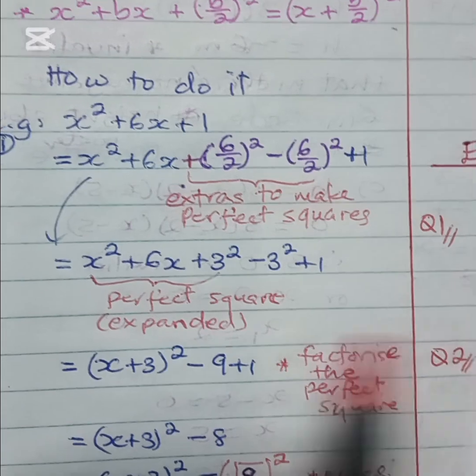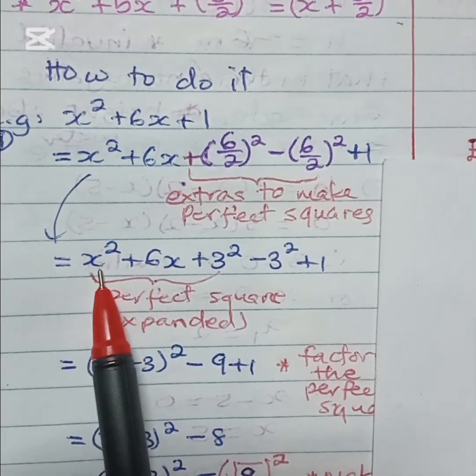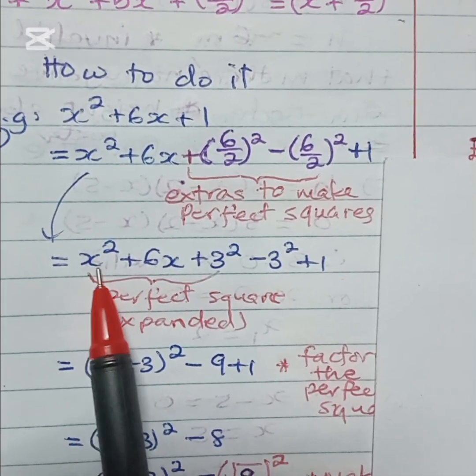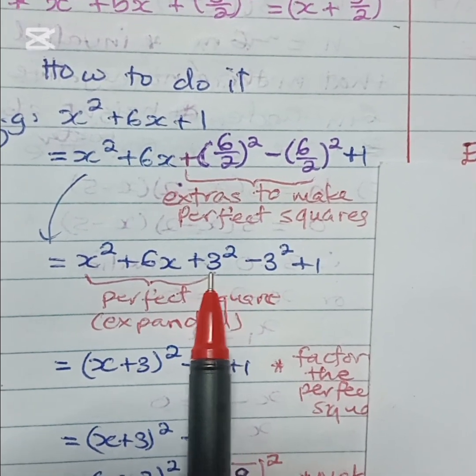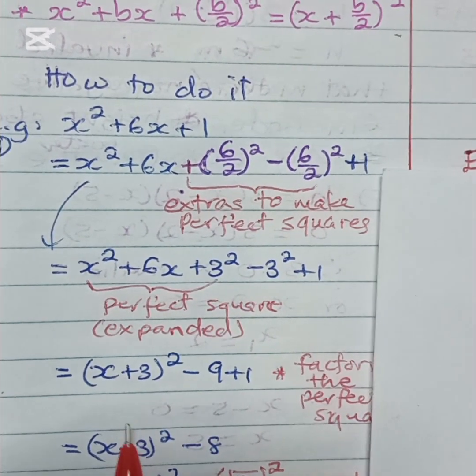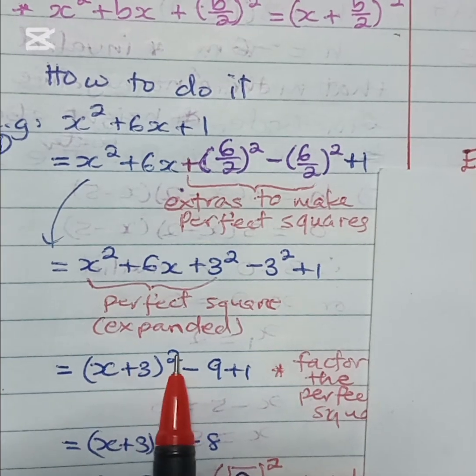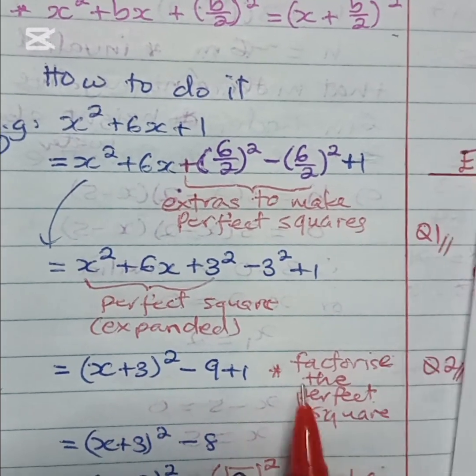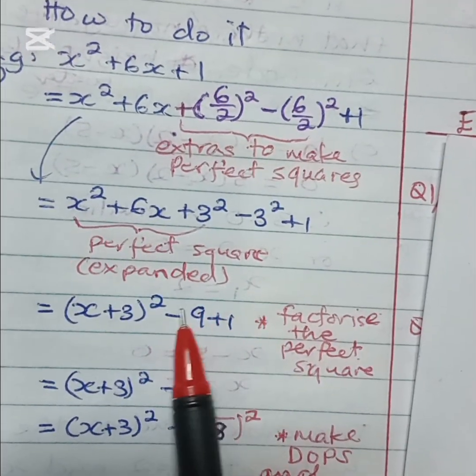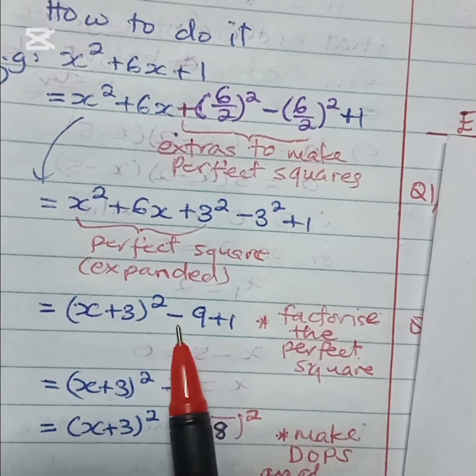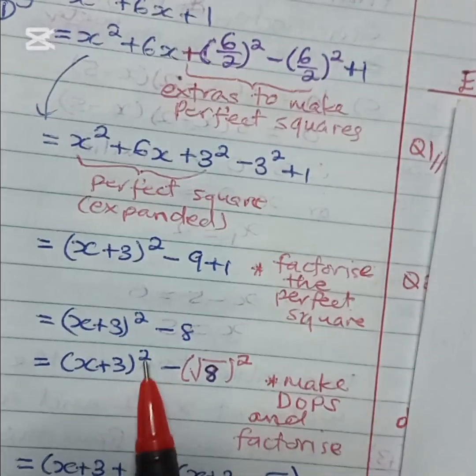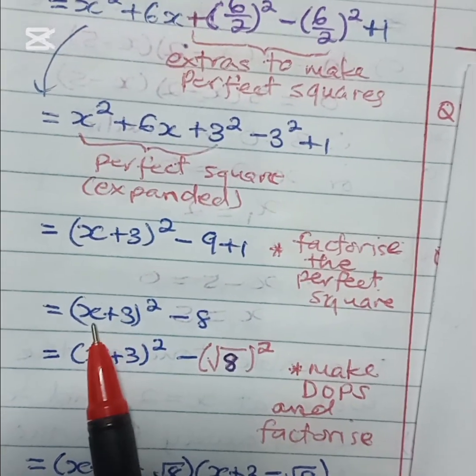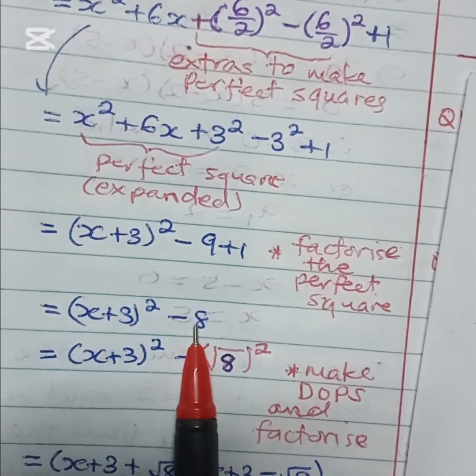And the shortcut is you just get the base of the x squared and the base of the c, and put them in brackets and square them. Okay, so we have minus 9 plus 1, and minus 9 plus 1 gives negative 8. And now we have x plus 3 squared minus 8.